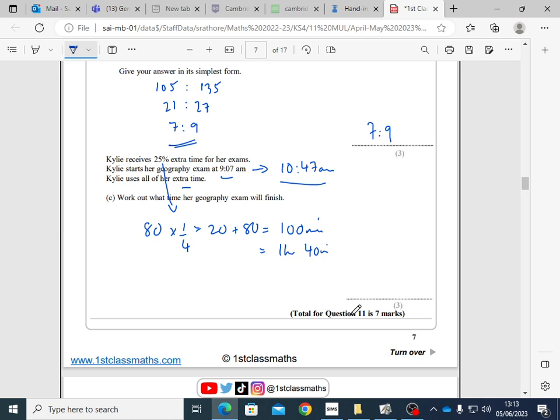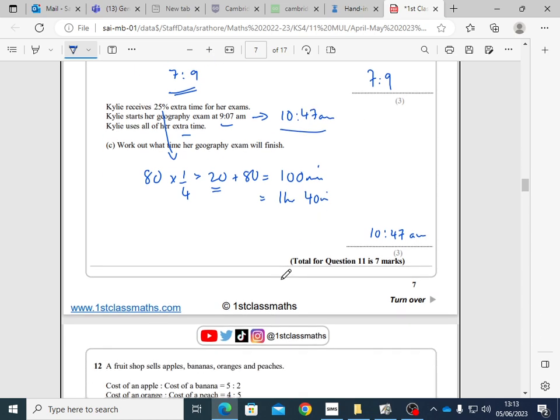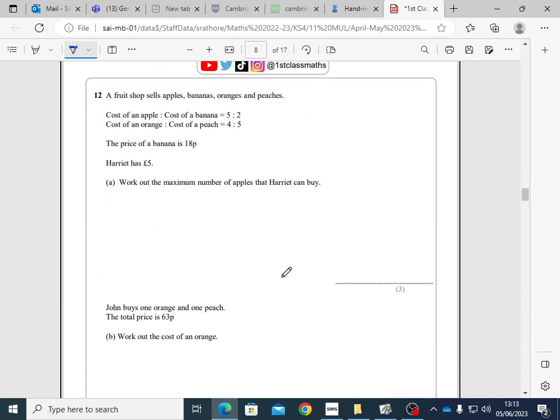You okay with that? Yeah, you get a few marks for this 20 minutes here, then this conversion, and then adding it on. So 10:47. Make sure you write down a.m. next to it because they want it in that kind of form. Okay. The 24-hour clock will give you 24 hours, so just be careful.